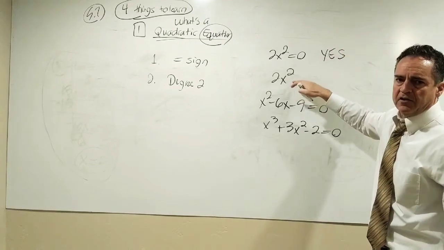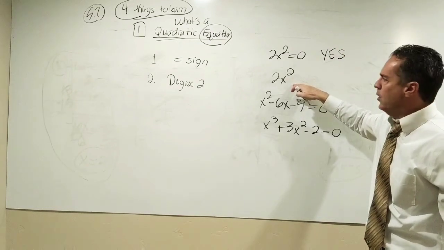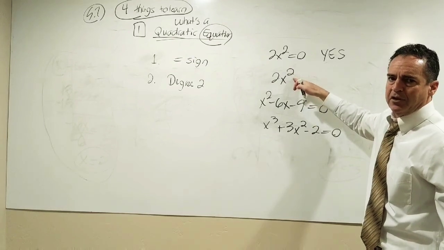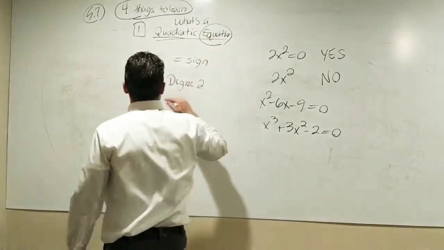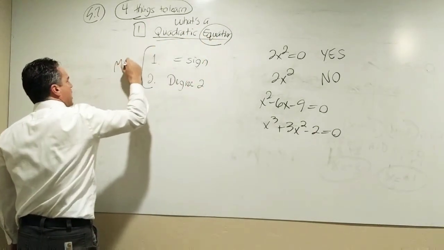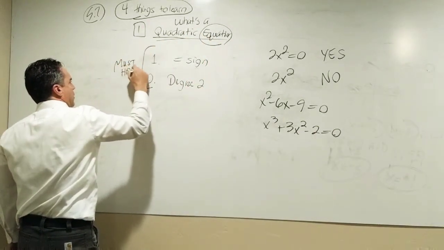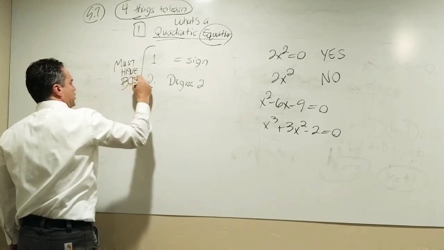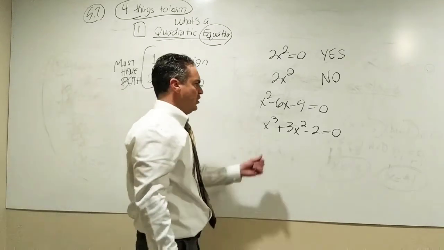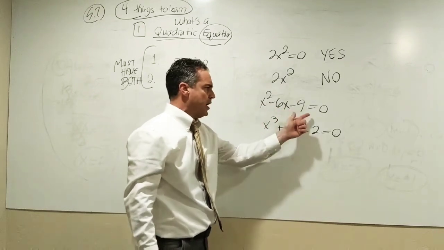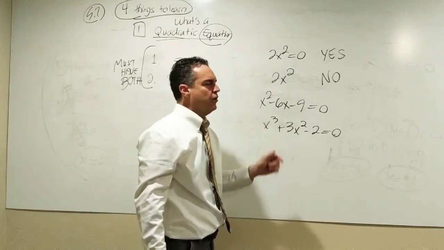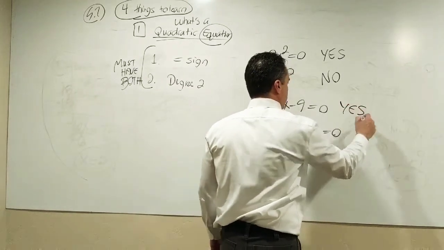2x squared, does this have an equal sign? No. Does it have a degree 2? Yes. But it doesn't matter. It has to have both, and so the answer is no. So to be a quadratic equation, you must have both of these criteria met, an equal sign and a degree 2. Here we go. x squared minus 6x minus 9 equals 0. Does this have an equal sign? Yes. Does it have a degree 2? Yes. Okay, so this is a quadratic equation.